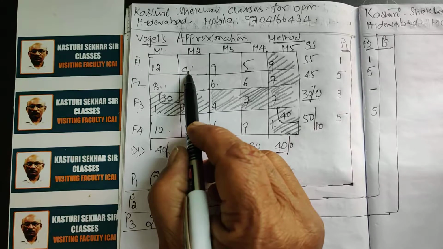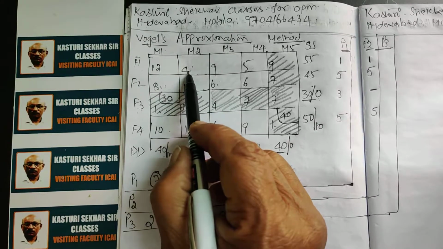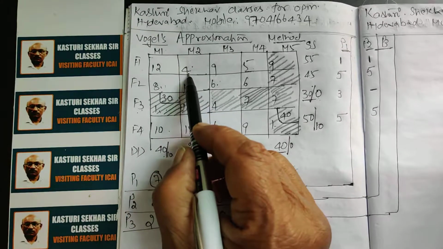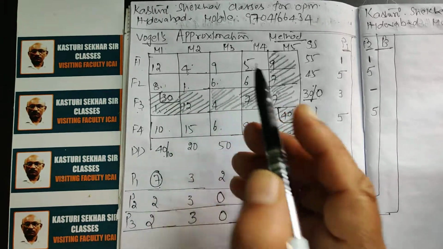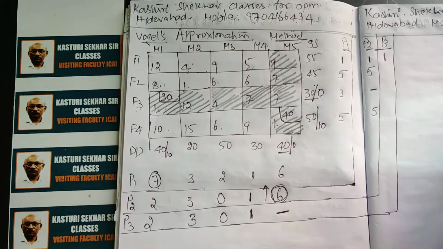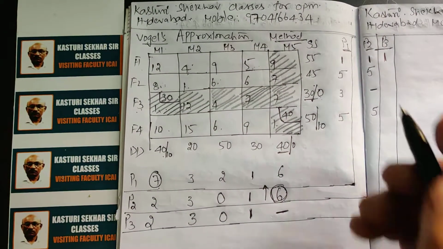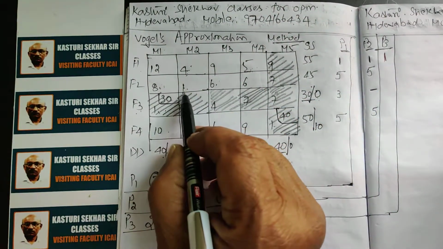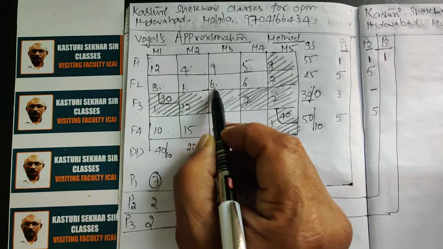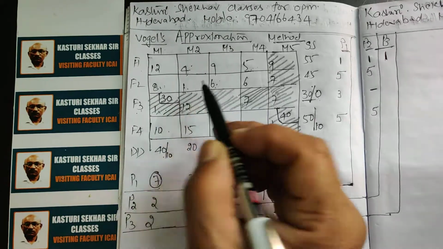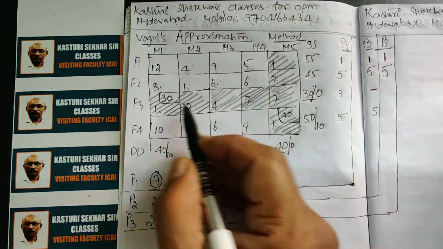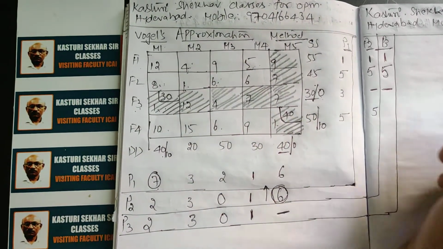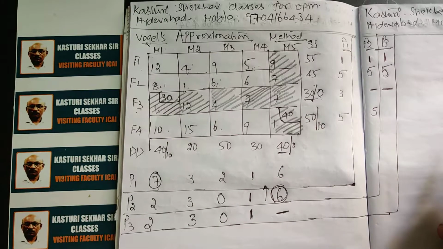First row, lowest value is 4. Second lowest value is 5. 4 and 5, 1 rupee. Second row, lowest value is 1. Second lowest value is 6. 1 and 6, this is 5 rupees. Factory 3, availability is not there. No need to calculate the penalty.